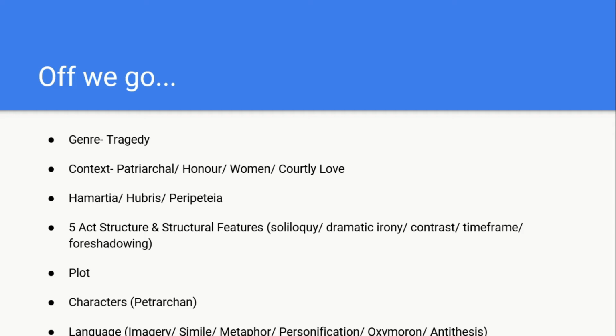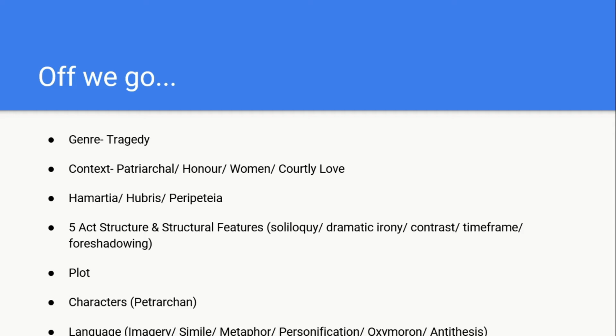Traditionally, courtly love never goes anywhere. It's never acted upon. It's just a worship from afar, and perhaps Romeo and Juliet, if it had just remained a distant worship, wouldn't have ended in tragedy. But obviously, their passion and their desire wins over, and it unfortunately leads to their demise.